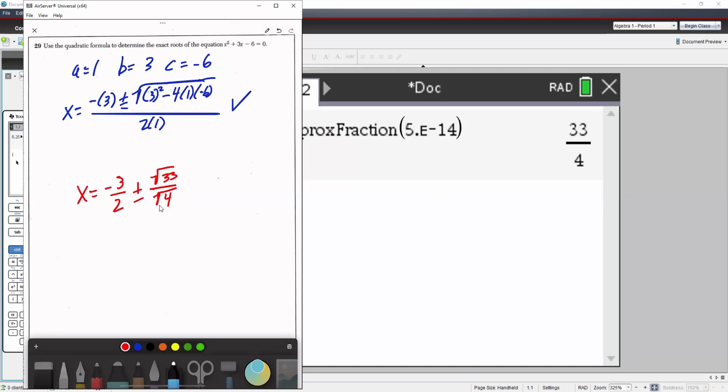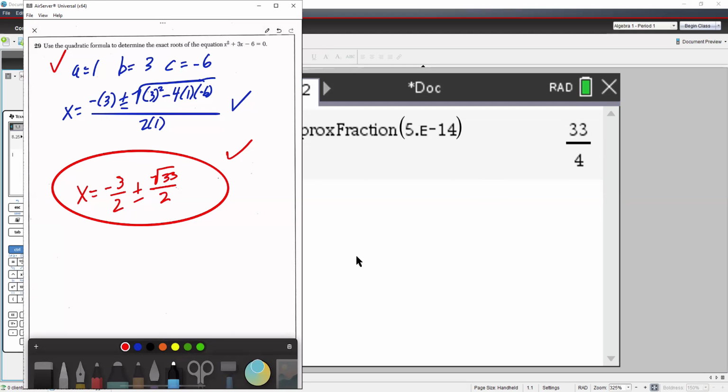But if you don't know your perfect squares, you should check the top and the bottom to make sure that you can't simplify it. And then you would see that this is the same thing as 2, and this would be your answer. So if you do this, that's 1 point. If you get this, that's 2 points. And to me, it's a pretty easy 2 points.